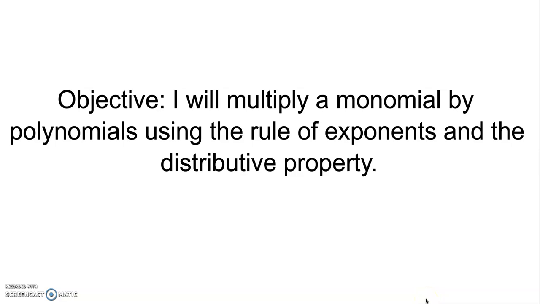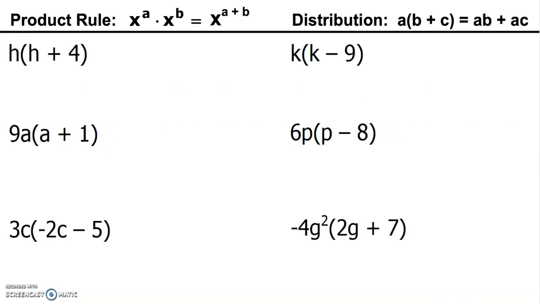In this video, we will multiply monomials by polynomials using the rule of exponents and the distributive property. So recall the product rule and the distributive property. For the product rule, when we're multiplying two expressions together, we multiply the coefficients and add the exponents. For the distributive property, we're multiplying a term across a set of other terms. So I have A times B and A times C.